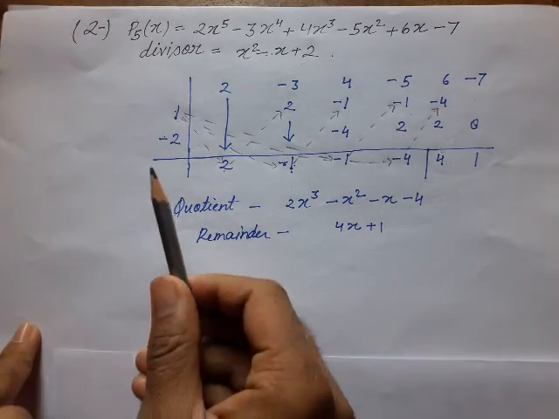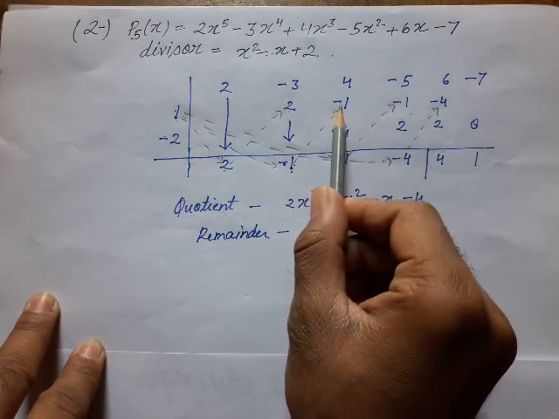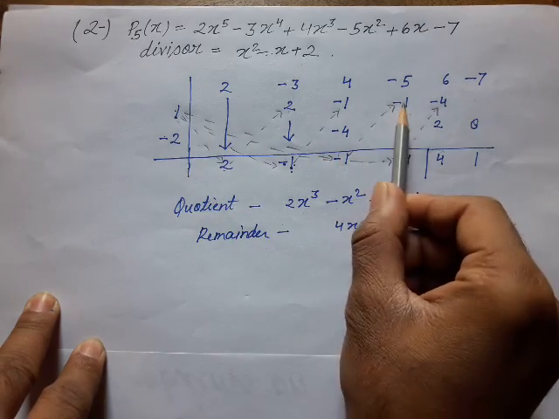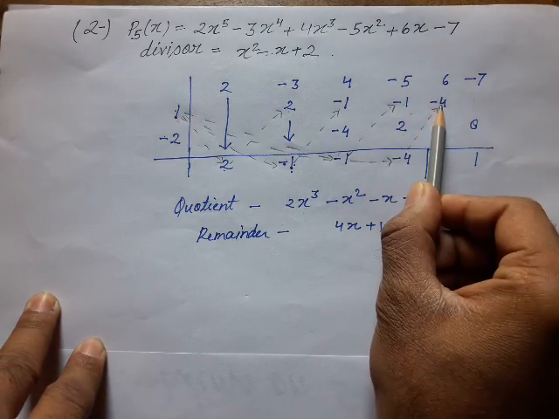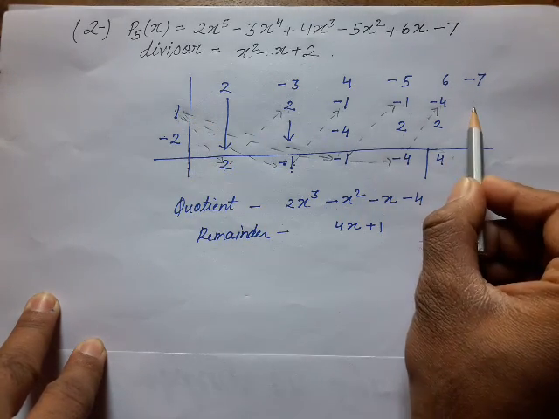Okay, now you can see that we have multiplied 1 to 2 and written down here, again this to this and written down here, again multiplying this to this and written down here, again multiplying this to this and written down here. But we don't multiply this 1 to 4 and write down here.